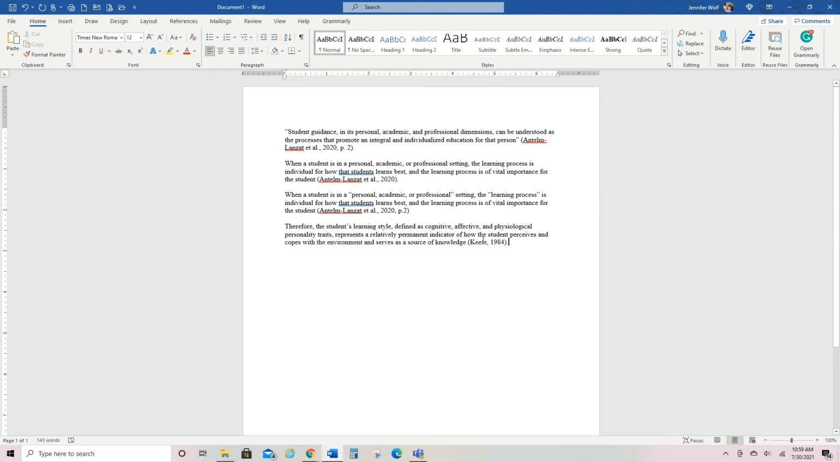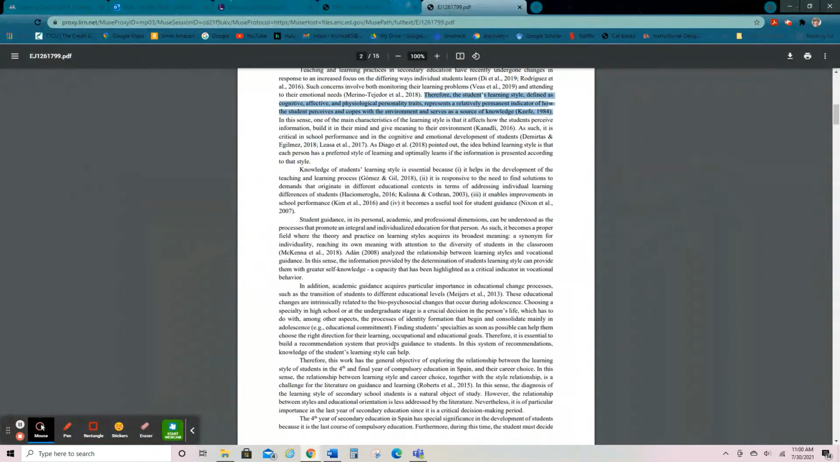All right, so these authors referenced this author, Keefe, and Keefe wrote their paper in 1984. So the way I would need to cite this is Keefe 1984, as cited in Antelm Lanzat et al. 2020. Okay, and if it is a direct quote, where did I find that? I think I found it page 2.